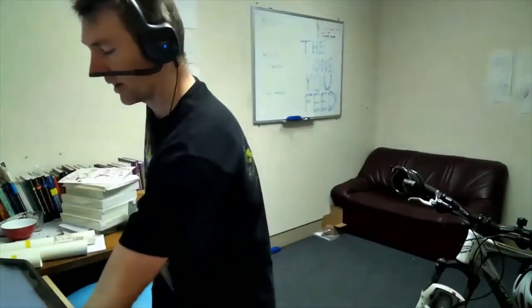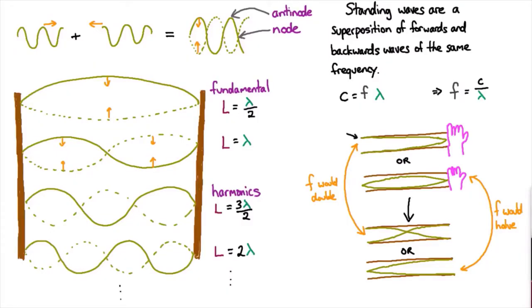And what that means from our analysis, it means that the hand that I was banging, that place must have been an antinode. In other words, I was getting large movements of air exactly where I was hitting it, which makes sense. And indeed, this kind of antinode tends to happen at the open end, and a node tends to happen at the closed end.